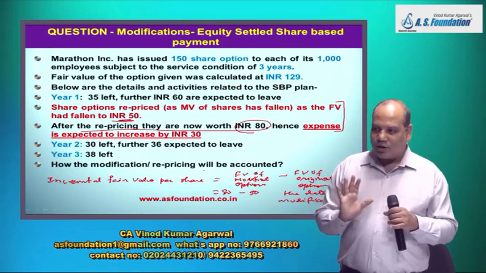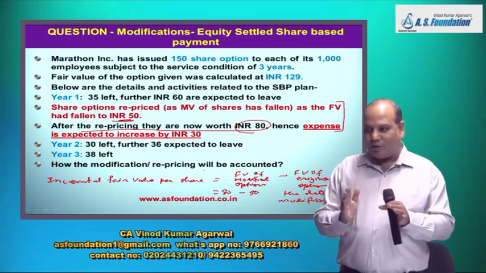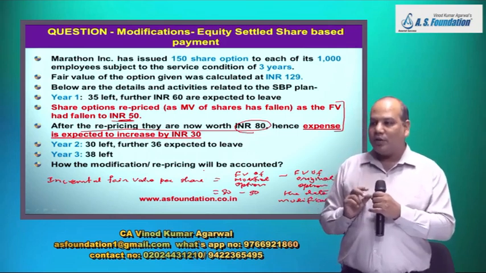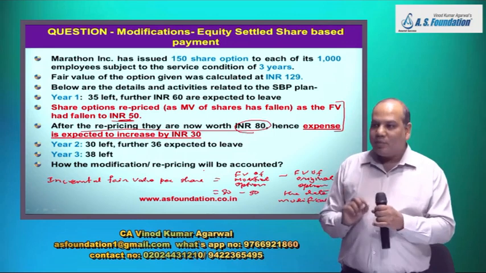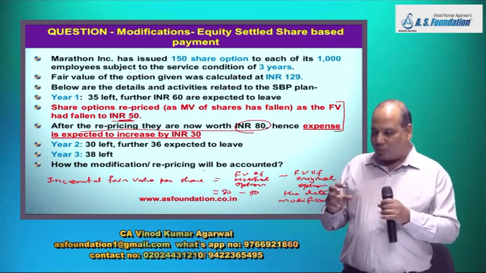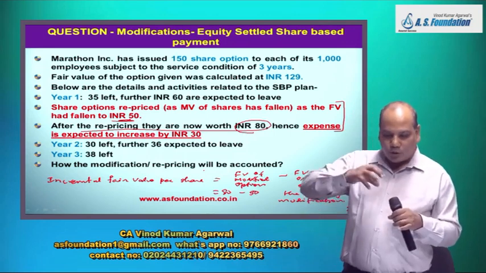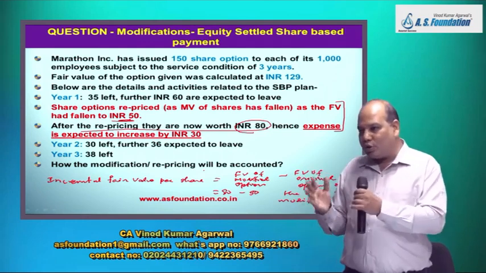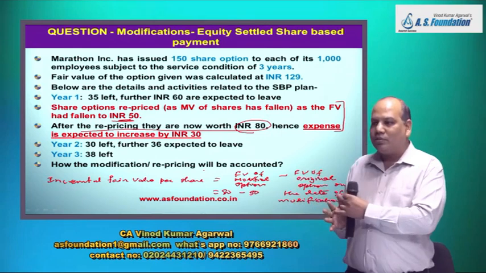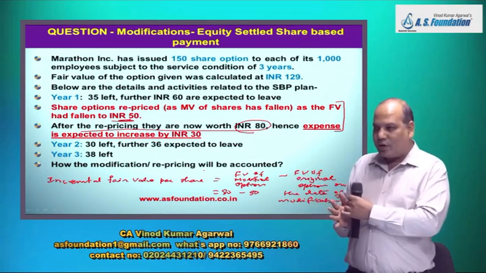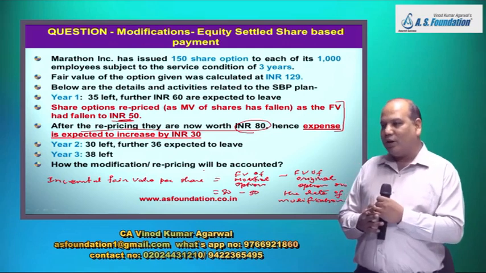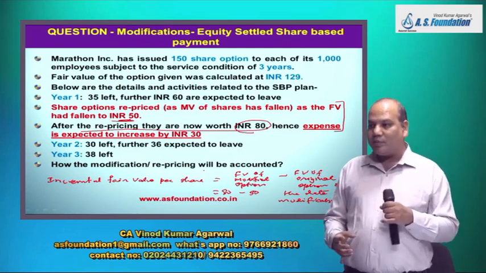129 is the original grant date fair value. That is a minimum expense I have to recognize. On the date of modification, the incremental fair value will be the fair value of the modified option and the fair value of the original option measured on the modification date. If that difference is positive, that is my incremental cost, and that will have to be revised because they have revised the terms and conditions.